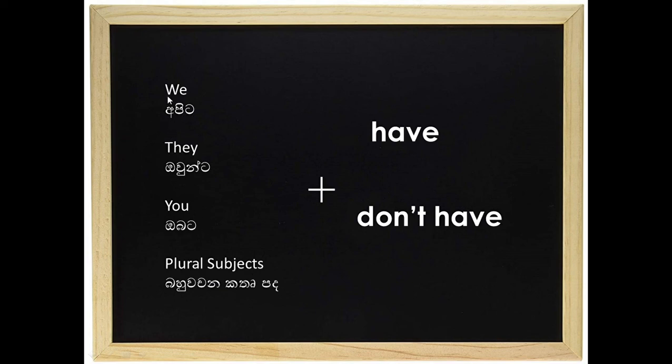Then we have, apata tiyenawa; we don't have, apata na. They have, onta tiyenawa; they don't have, onta na. You have, oyata tiyenawa; you don't have, obata na.